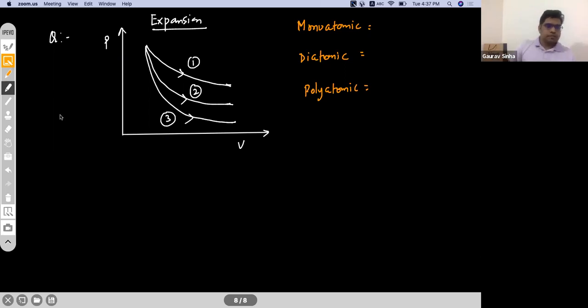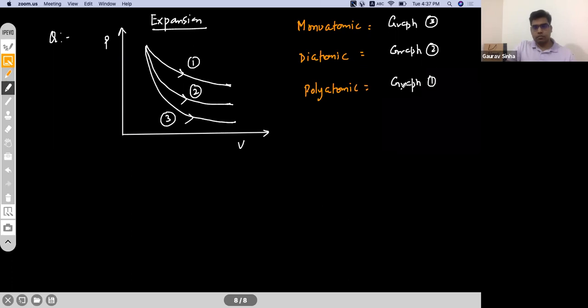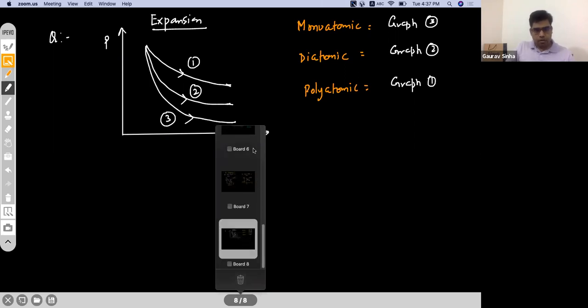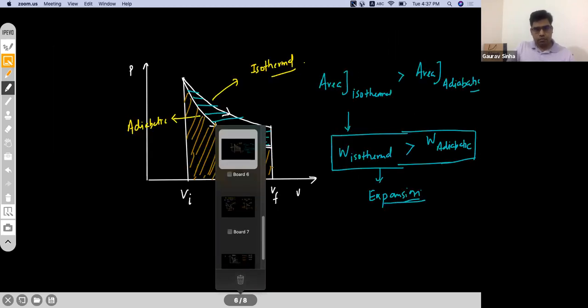Now the answer for this question is: monoatomic gas is graph 3, diatomic is graph 2, and polyatomic is graph 1. Graph one. Why? Because you see this graph. From this you will understand. You see this graph.